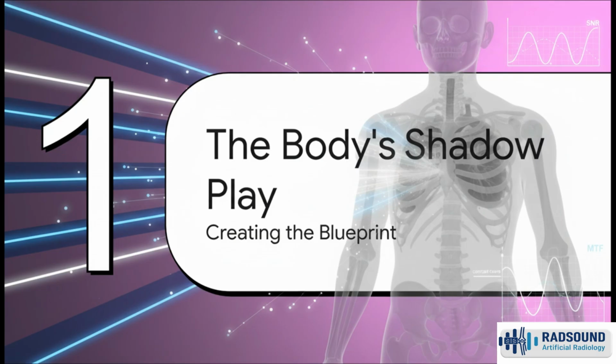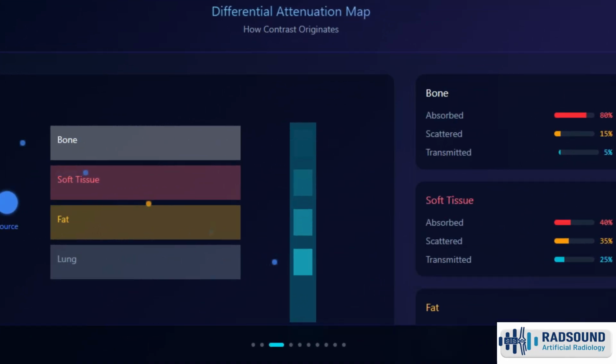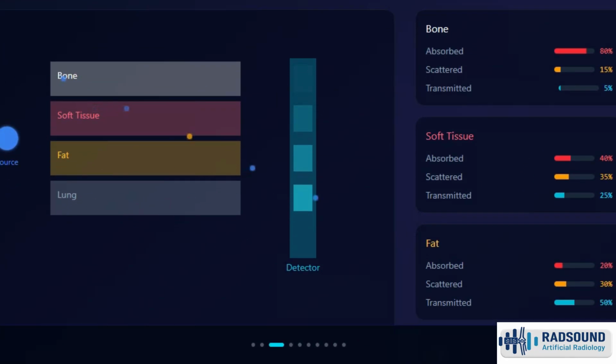Okay, so our story really begins the second that X-ray beam hits the patient. This is the moment where the raw information, the actual blueprint for our final image, is first created. It's like a shadow play at the atomic level. The key process here has a bit of a technical name: differential attenuation, but it's really a simple idea. As X-rays shoot through the body, some get absorbed, some get scattered, and some just pass right on through. And the crucial part is that different tissues, like bone, muscle, and air, do this in very different ways. That's what creates the initial pattern.